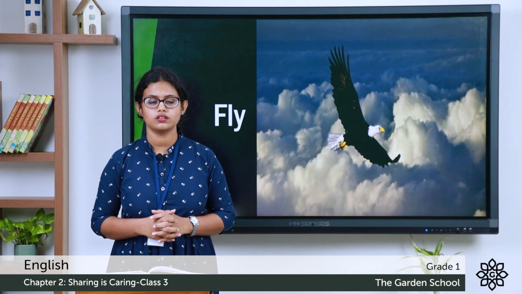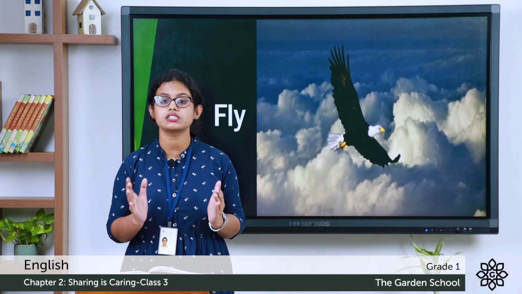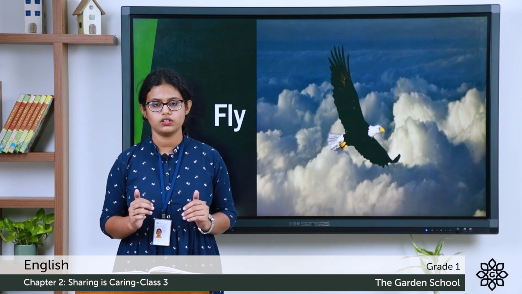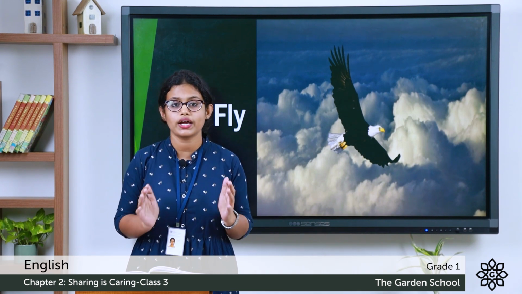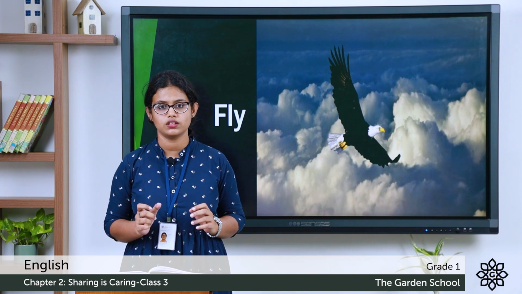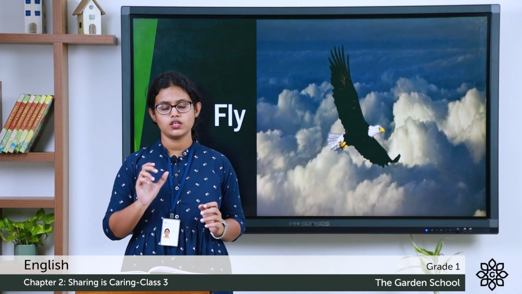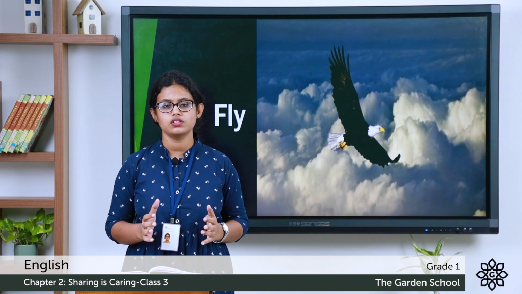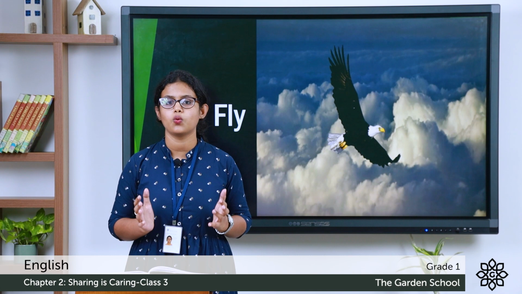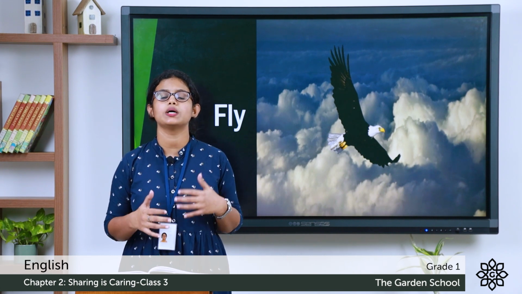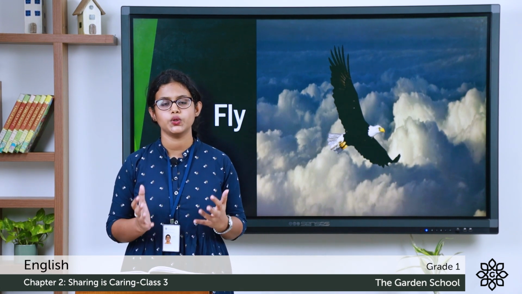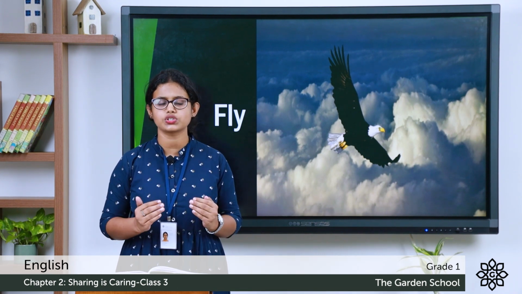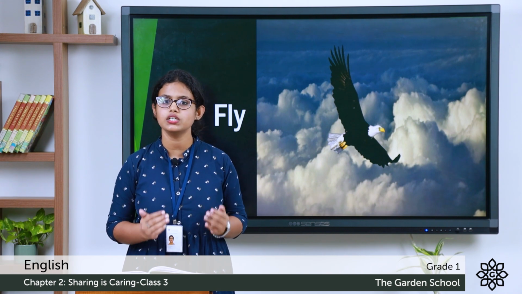See the next one. A girl is laughing. So what is the action word? The action word is laugh. One more example. See, a little boy is crying. So what is the action word here? The action word is cry. So what is all about action words? A word that tells an action is called an action word. It tells what the person or animal is doing. That is an action word.